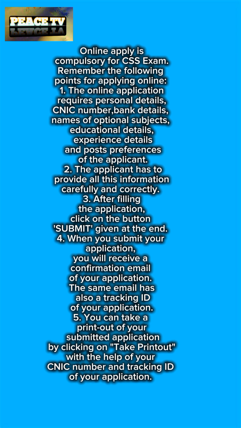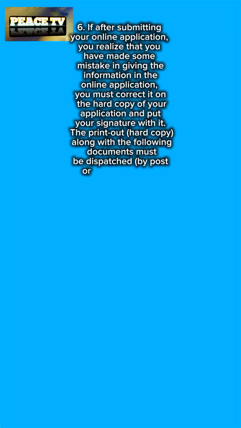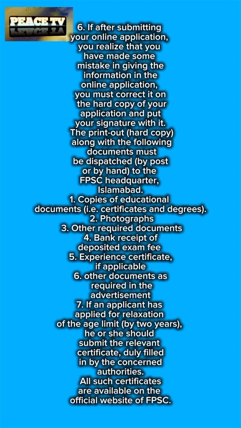4. When you submit your application, you will receive a confirmation email of your application. The same email also has a tracking ID of your application. 5. You can take a printout of your submitted application by clicking on Take Printout, with the help of your CNIC number and tracking ID of your application. 6. If after submitting your online application, you realize that you have made some mistake in giving the information in the online application, you must correct it on the hard copy of your application and put your signature with it.